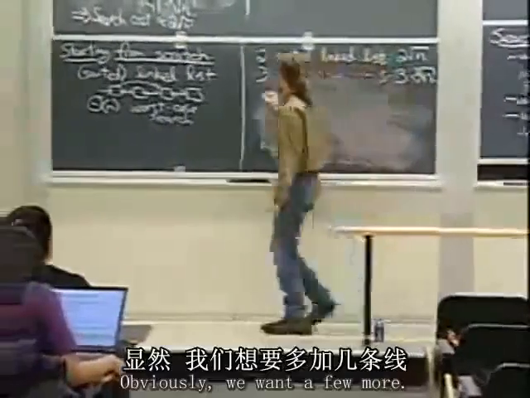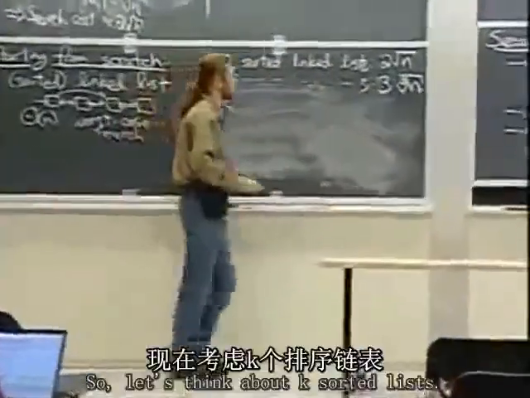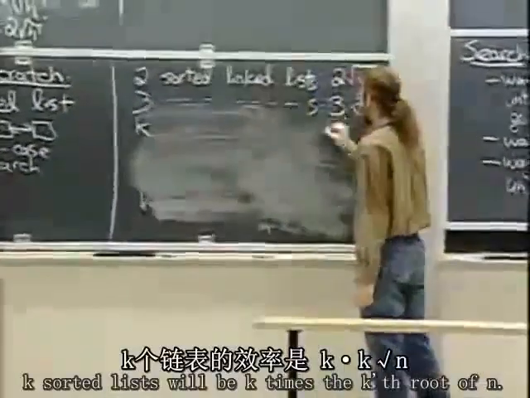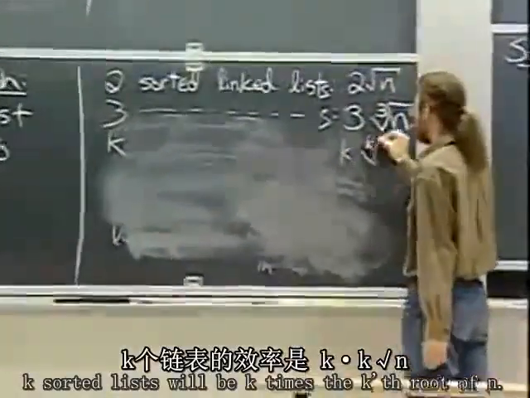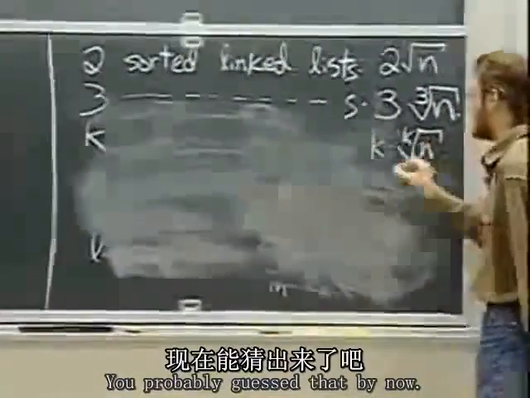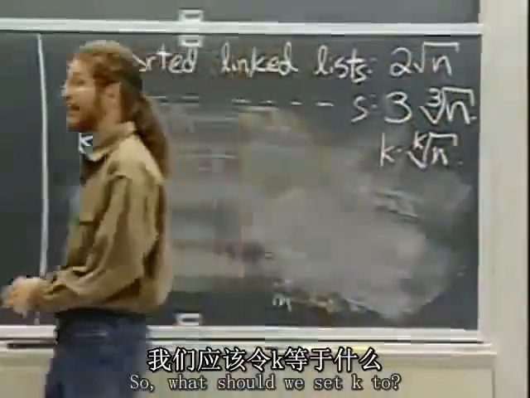Obviously, we want a few more, so let's think about k sorted lists. K sorted lists will be k times the kth root of n. Probably guessed that by now. So what should we set k to?